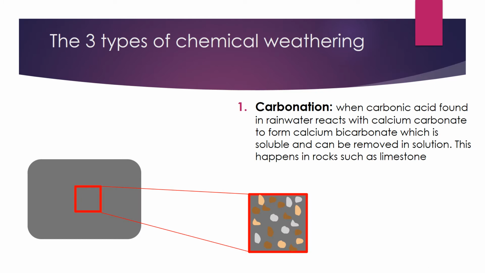Carbonation is where there is a reaction between carbonic acid, found in rainwater, and calcium carbonate, found in rocks. When these two react, they form calcium bicarbonate, which dissolves and can be removed.